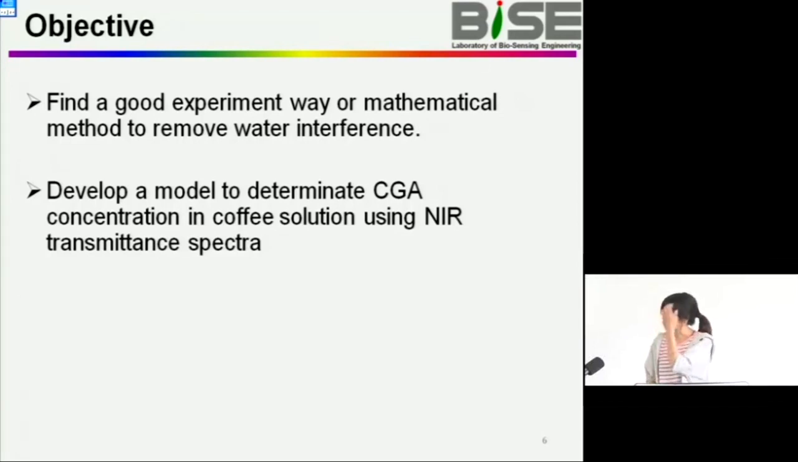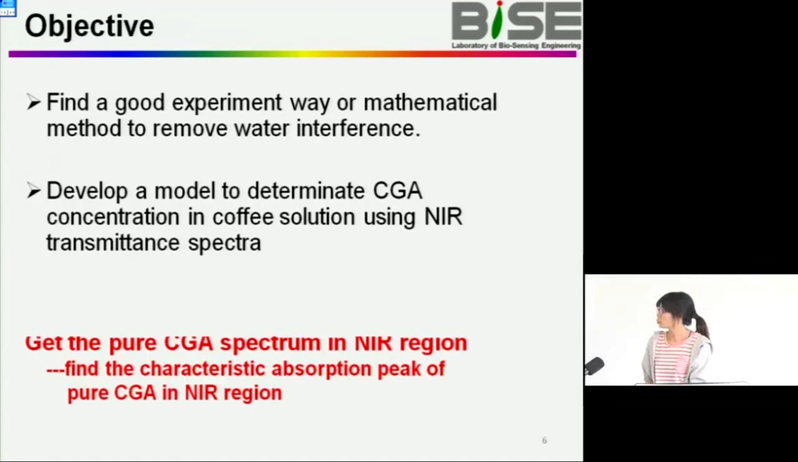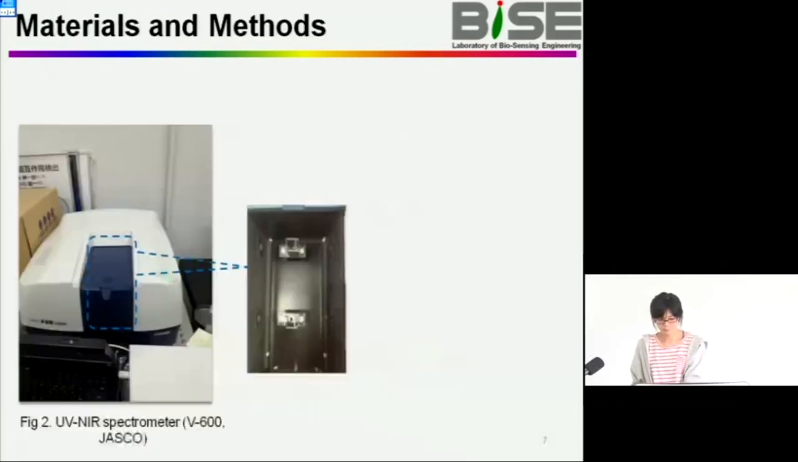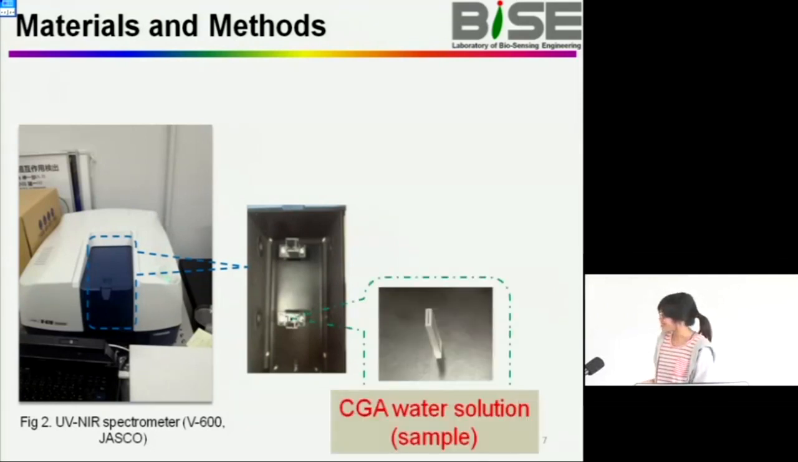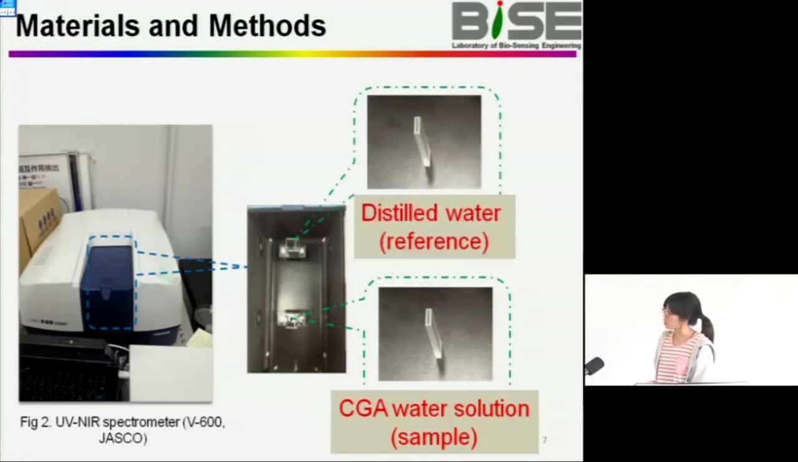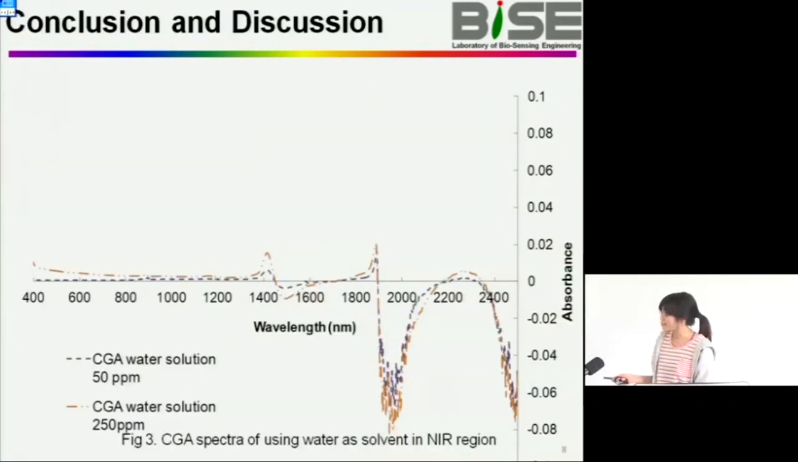Before I measure the coffee solution, the first step is to measure the pure CGA solution in the NIR region to find the characteristic absorption peak of pure CGA in the NIR region. This is the device I use in my experiment, a UV-NIR spectrometer. Inside it contains 2 beams. One is for sample detection and one is for reference. In this experiment, the sample is the CGA water solution, and as the reference I choose pure distilled water. Then I get the CGA spectrum.